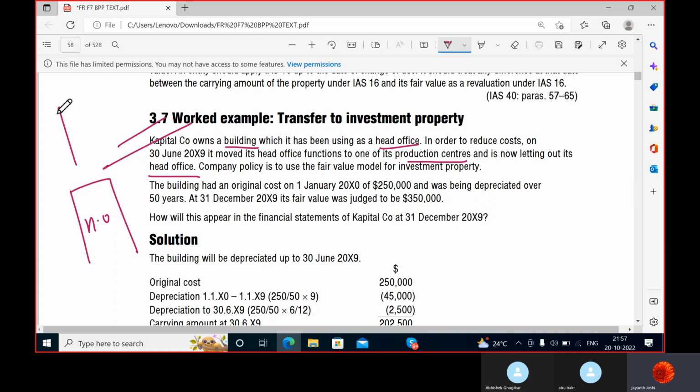That means their factory. In their factory, they have a small area where they can do this, and they want to let out this particular head office to some other client or customer. Company policy is to use the fair value model for investment property. That is what they have mentioned. Building had an original cost on January 1st of this much and was being depreciated over 50 years. That means you can divide this $250,000 by 50.